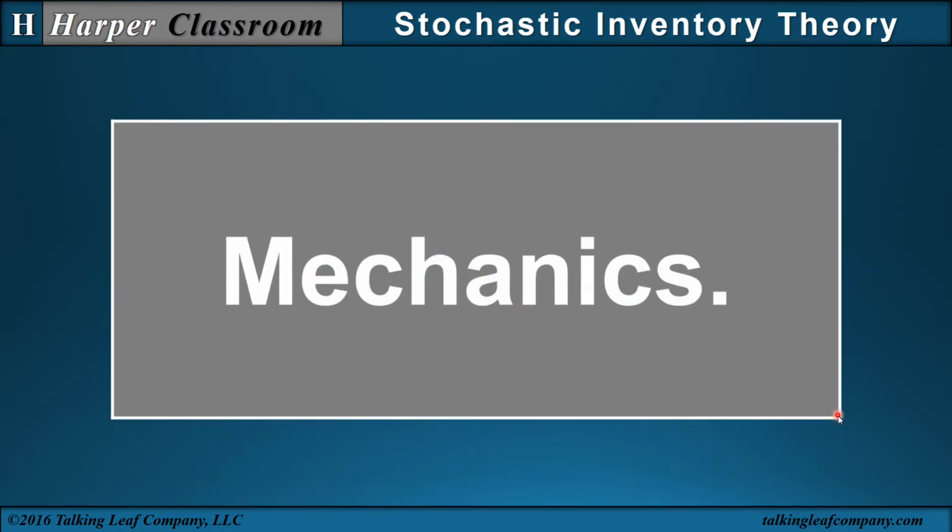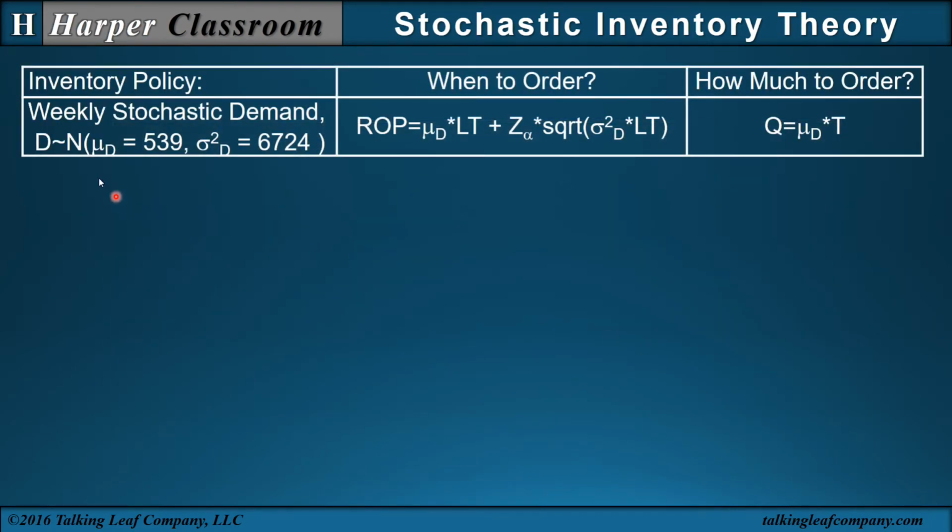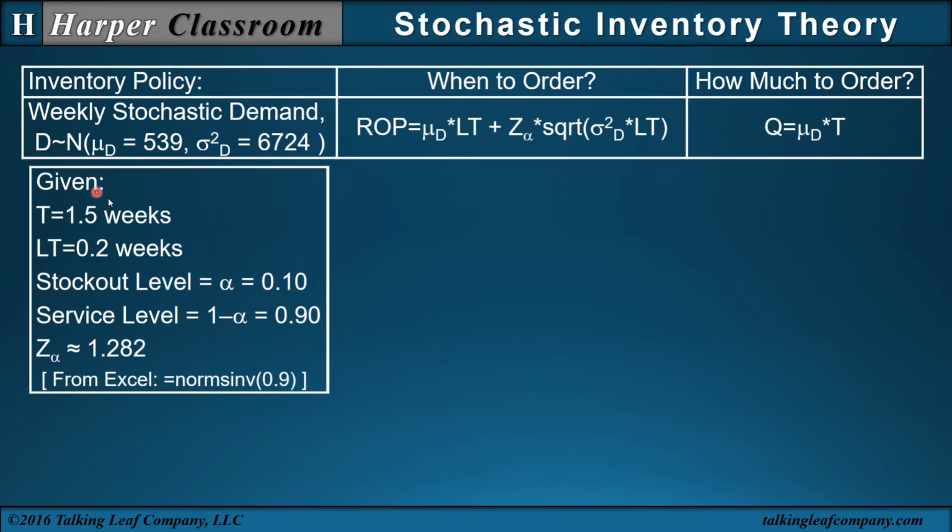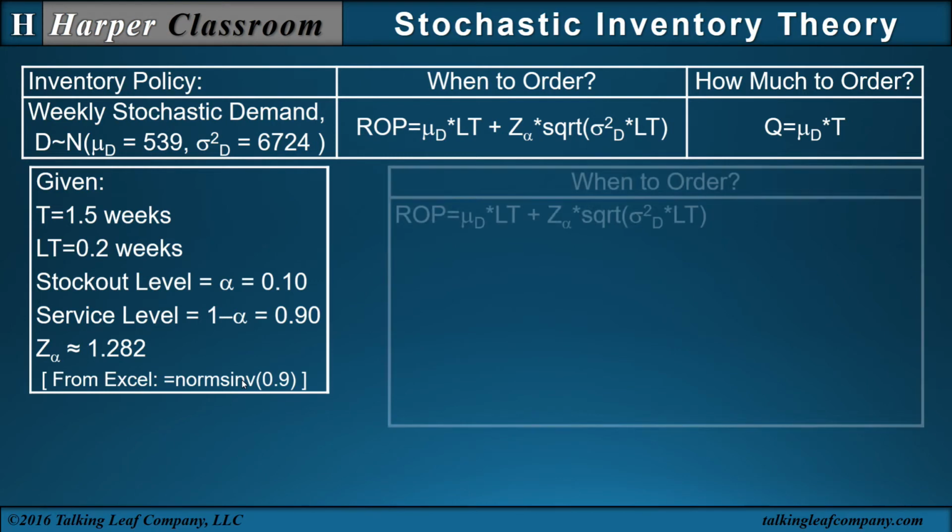Mechanics. Let's solve a problem. Suppose we have a weekly stochastic demand with a mean of 539 and a variance of 6724. When to order, here's our ROP equation. And how much to order, here's our lot size equation. Given, our inventory period is 1.5 weeks with a lead time of 0.2 weeks. Our stockout level is 10%, which results in a service level of 90%. Our Z value is 1.282, which we'll solve with Excel in a minute.